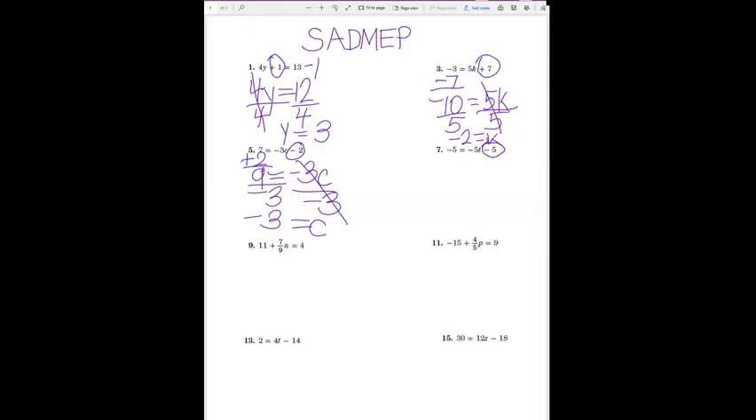When we move the minus 5 to the other side, we need to change it to its opposite. The opposite of minus 5 is plus 5. If we add negative 5 plus positive 5, we will get 0. Bring down your variable.